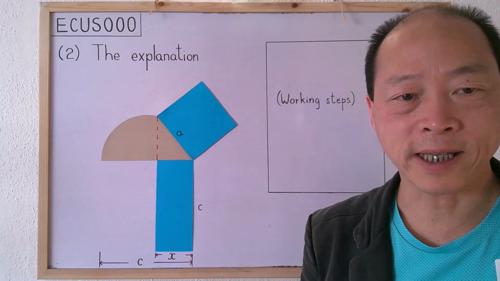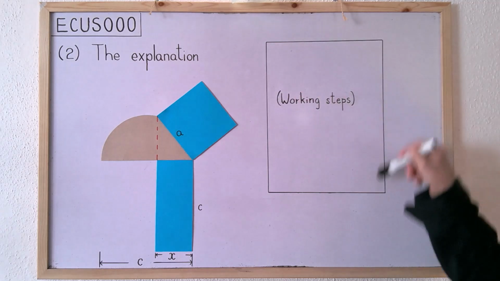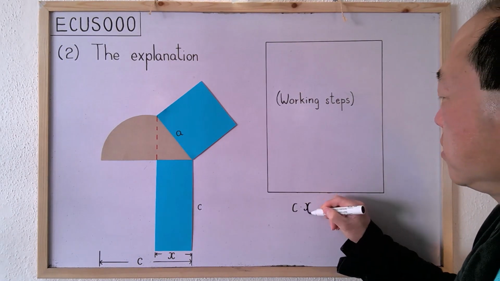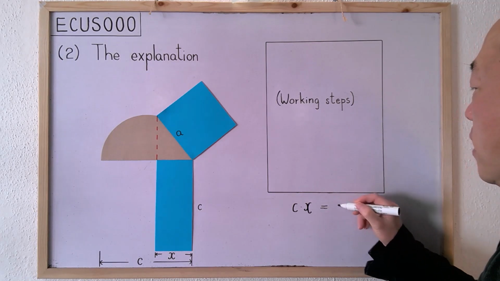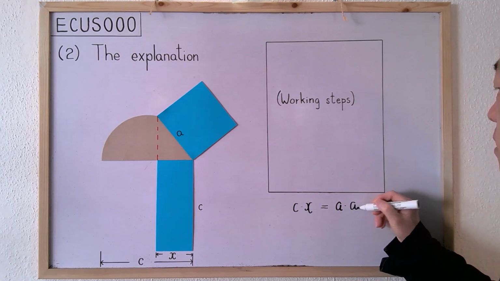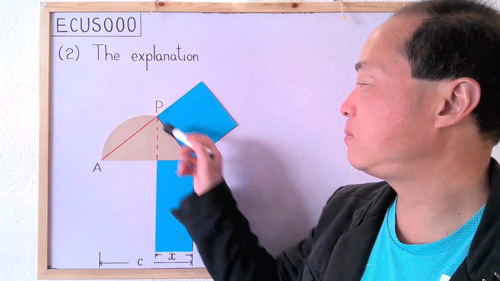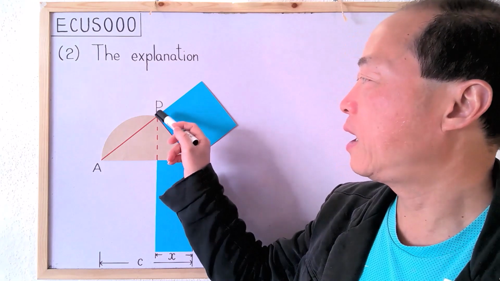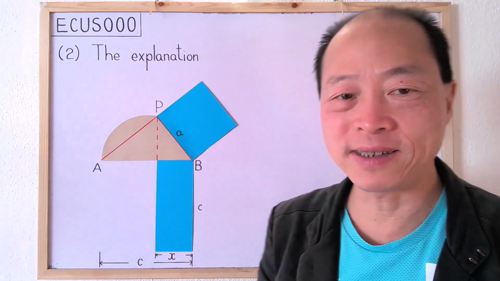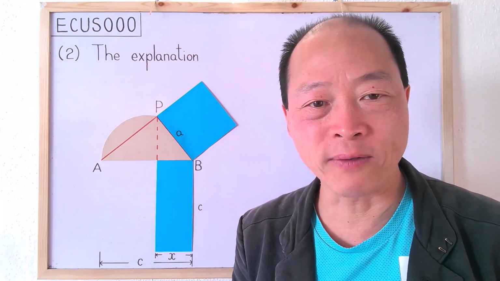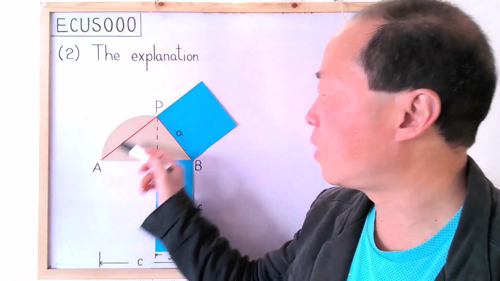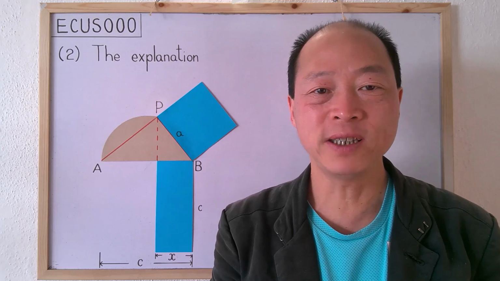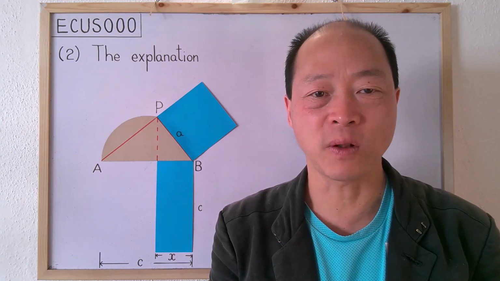We wish that at the end of some working steps, we could write C times X equals A times A. Let's look at triangle APB. As P is a point on the semicircle and P is connected to the two ends of the diameter, according to our previous discussion, angle APB is 90 degrees. An angle of 90 degrees is also called a right angle.